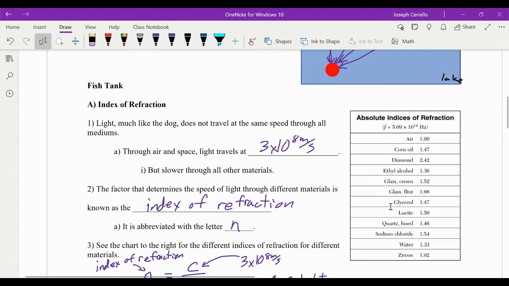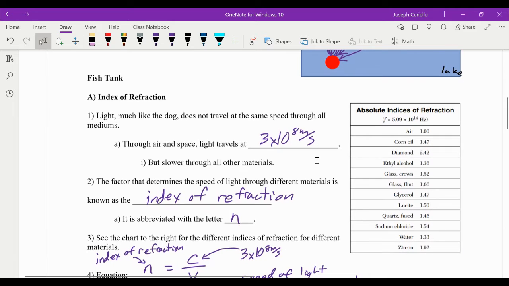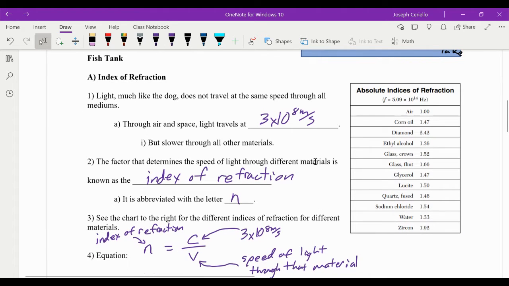So light, much like the dog, doesn't travel at the same speed through all mediums. Light travels faster in air than it travels through water, just like the dog travels faster as it runs on land than it swims in water. Through air and space, the speed of light is 3 times 10 to the 8th meters per second. That is on your reference table. But it's slower in every other material. That's as fast as it can possibly be.